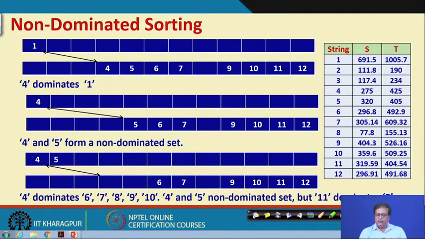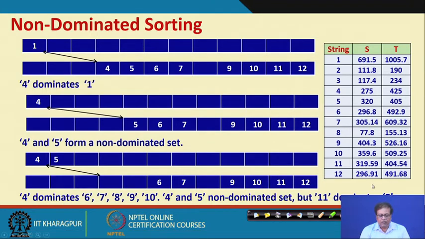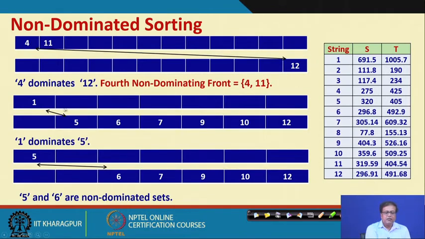So, all these facts really point to the fact that the fourth non-dominating front will be 4 and 11, all right. Because 4 is better than all, but 4 and 11 form a non-dominated set. So, that comes to the fourth non-dominated front, that is 4 and 11. Again we see the remaining ones. So, you see all the rest are taken out. So, we now have 1, 5, 6, 7, 9, 10, 12.